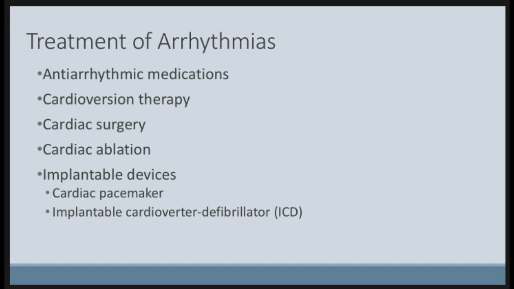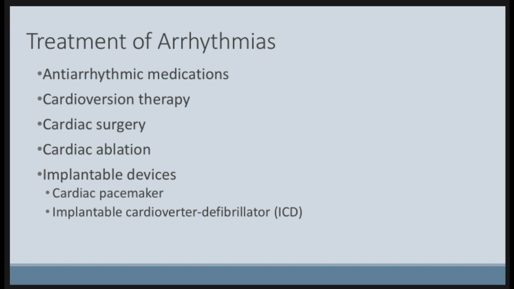So basically, they're classified by their area of origin, either the atria or ventricular, or by the speed. So tachycardia or bradycardia, the speed of the heart rate. Bradycardias typically involve SA or AV node abnormalities. So that's the electrical impulses. They're not transmitting properly, and that causes the heartbeat to slow down. While tachycardia involves the atria or the ventricles, and it causes the heartbeat to beat much faster.